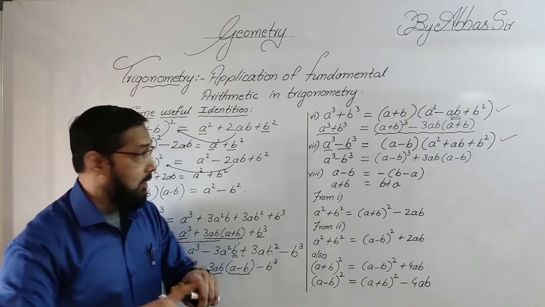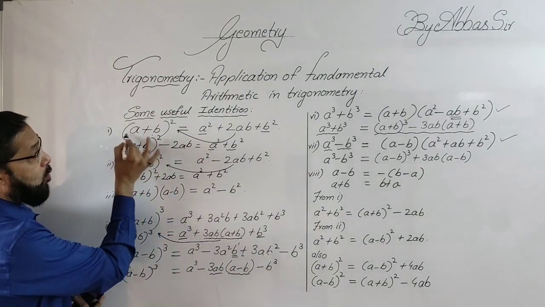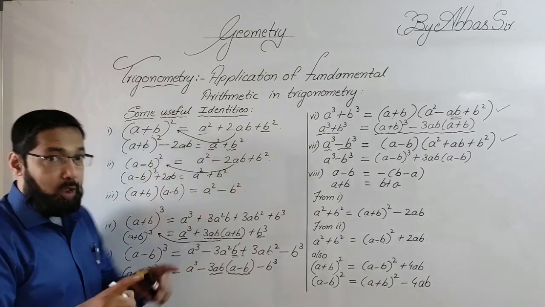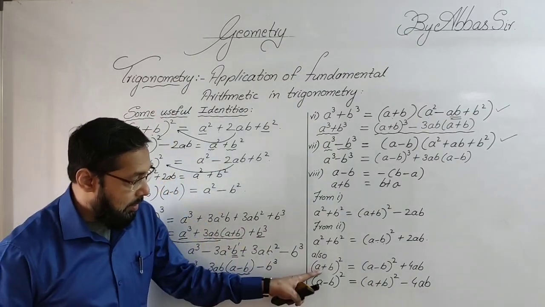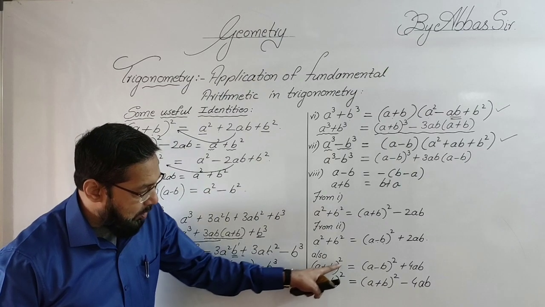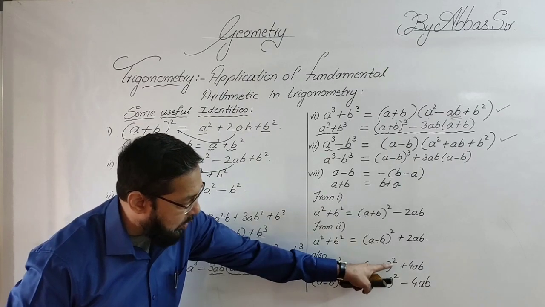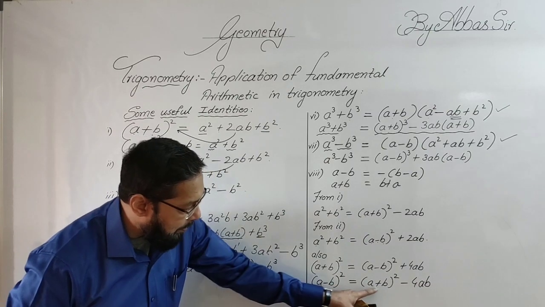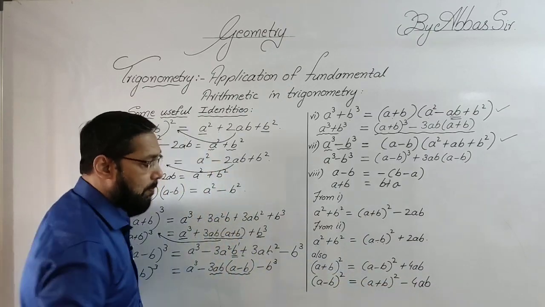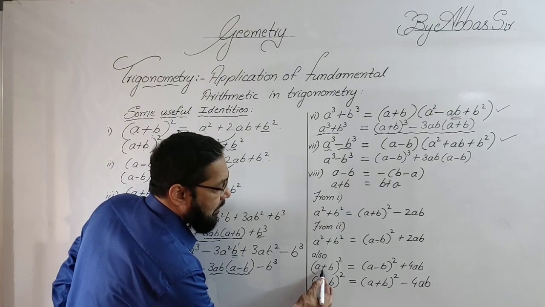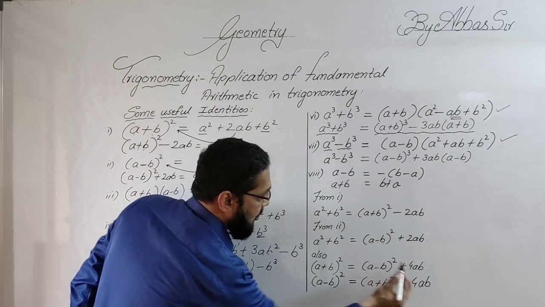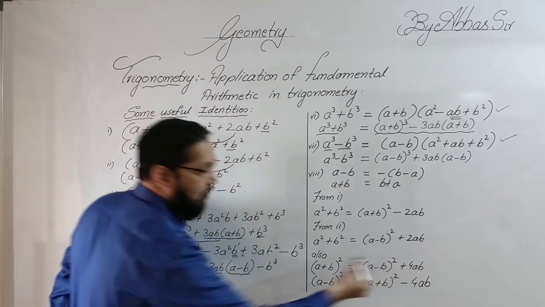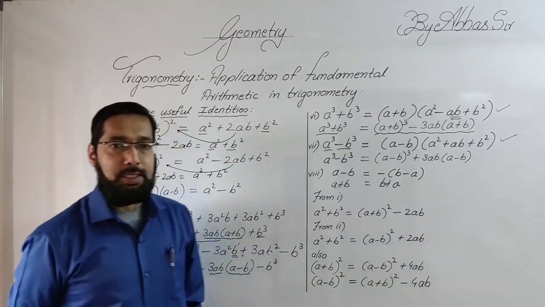Now, the interrelationship between these two identities. How to interrelate a plus b the whole square and a minus b the whole square? The relation is this one: a plus b the whole square can be written as a minus b the whole square plus 4ab, and a minus b the whole square is equal to a plus b the whole square minus 4ab. So if plus appears on the LHS, plus appears here also. If minus appears over here, then minus appears here also. This is the way to remember these two identities.